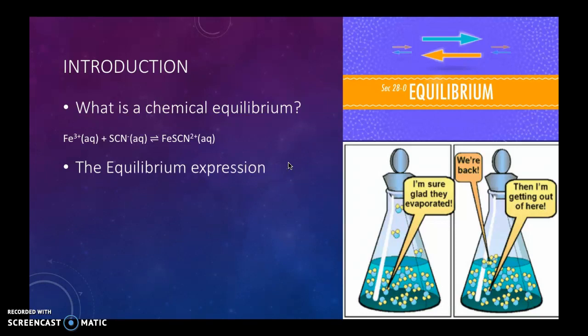So we can use the equilibrium expression as a mathematical way of explaining how this happens. The equilibrium expression is defined as the equilibrium constant, capital K, equal to the concentration of products over concentration of reactants, which in our case is the concentration of iron thiocyanate over the concentration of iron times the concentration of thiocyanate. Now I know that you usually put the iron symbols on top, but it would not allow me to do this, so we forget it.